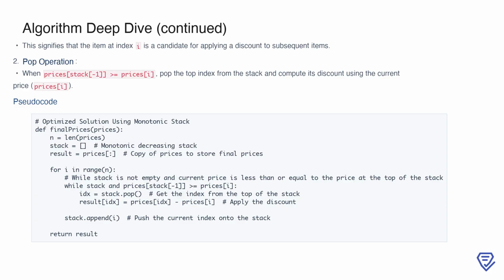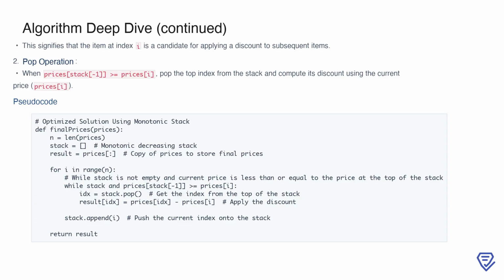On the other hand, the pop operation is triggered when the price at the top of the stack is greater than or equal to the current price. In this case, we pop the top index from the stack and compute its discount using the current price. This behavior is captured in the pseudocode for the optimized solution.